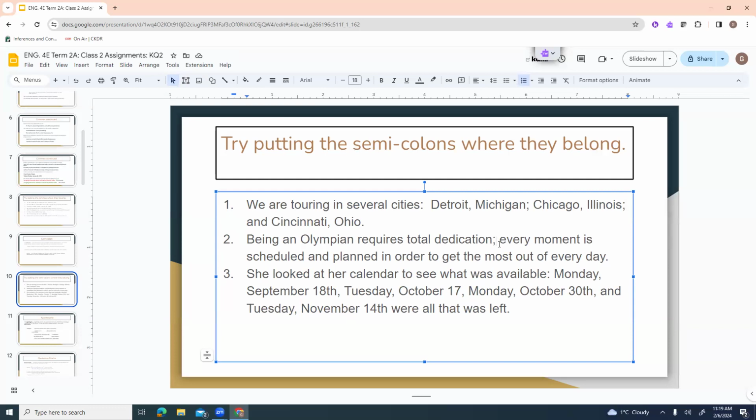She looked at her calendar to see what was available. Monday, September 18th, Tuesday, October 17th, Monday, October 30th, and Tuesday, November 14th. Okay, that's all that we're left with. Again, you already have a bunch of commas here, so you're going to use semicolons between the dates to make it clear and separate them. It's basically just easier on the reader in this sense. It's kind of like a super comma, basically. Now, I don't need one here because I'm continuing the sentence there, so I don't need that there.